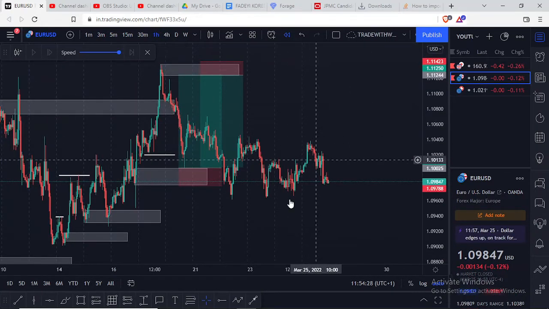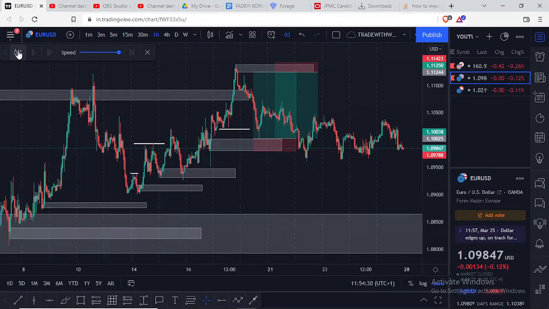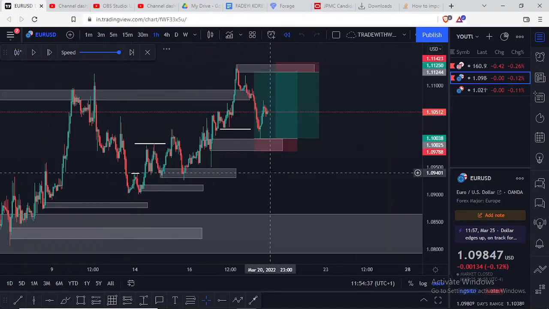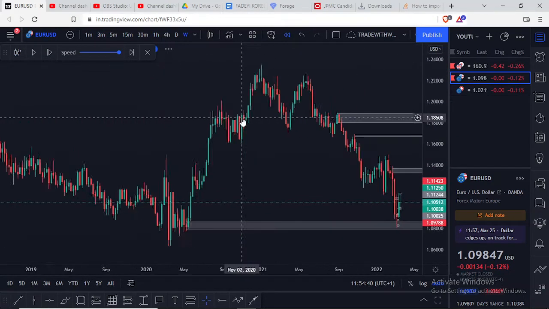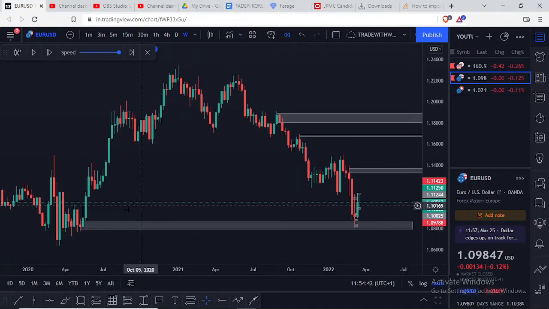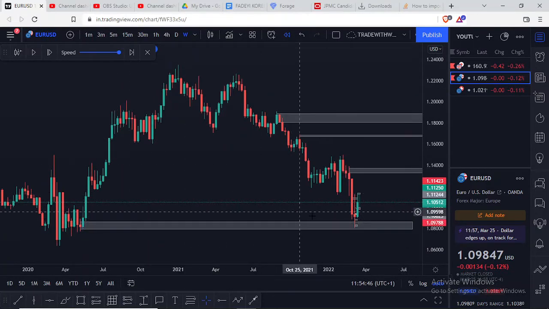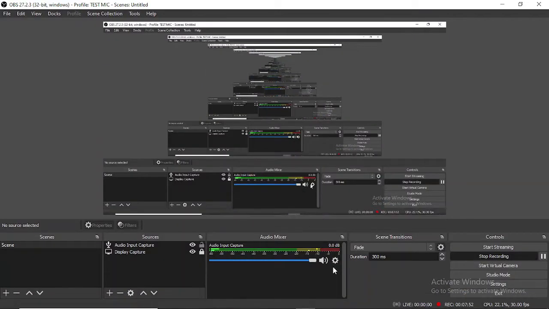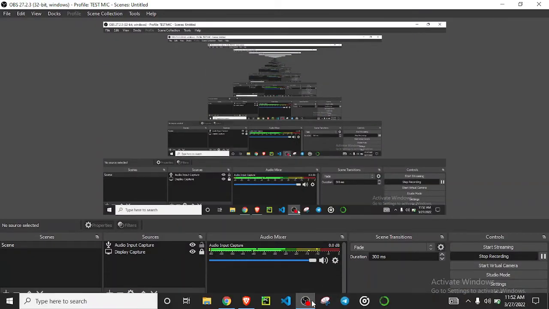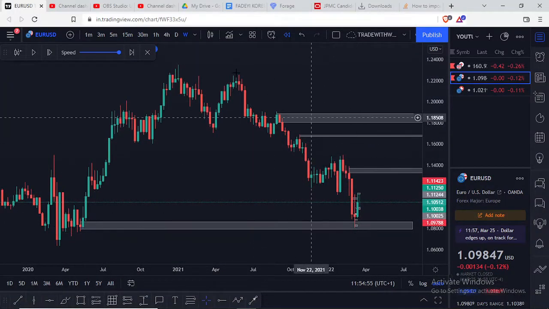So this is Euro USD. Let's go back in time to see how we would have traded. Yeah, so this is where I stopped last week. Let's quickly go back to the weekly. Yeah, we are coming from this weekly demand zone here, and then we said market was very, very bullish, and we're expecting more buying opportunities.